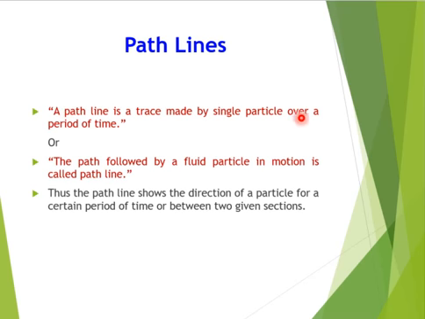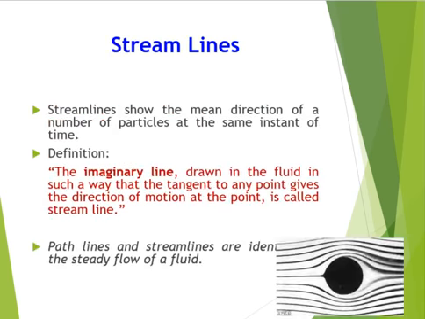So what is a path line? A path line is a trace made by a single particle over a period of time, or the path followed by a fluid particle in motion is called a path line. Thus the path line shows the direction of a particle for a certain period of time or between two given sections.